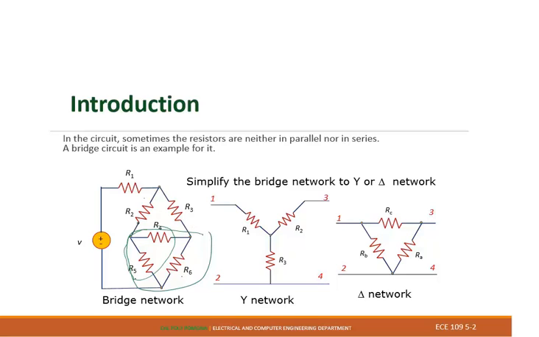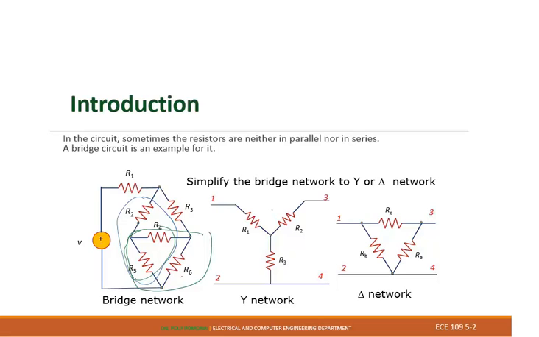The other form, maybe I'll use blue here, is these three of them. This is the Y form. We can convert from the delta form, so we can solve it too. Otherwise, if you want to find the equivalent circuit, you cannot find it directly.